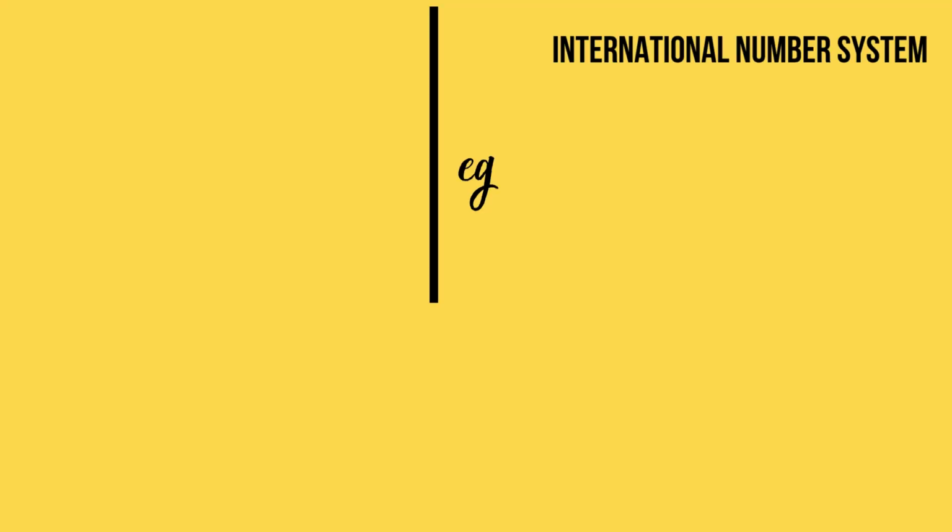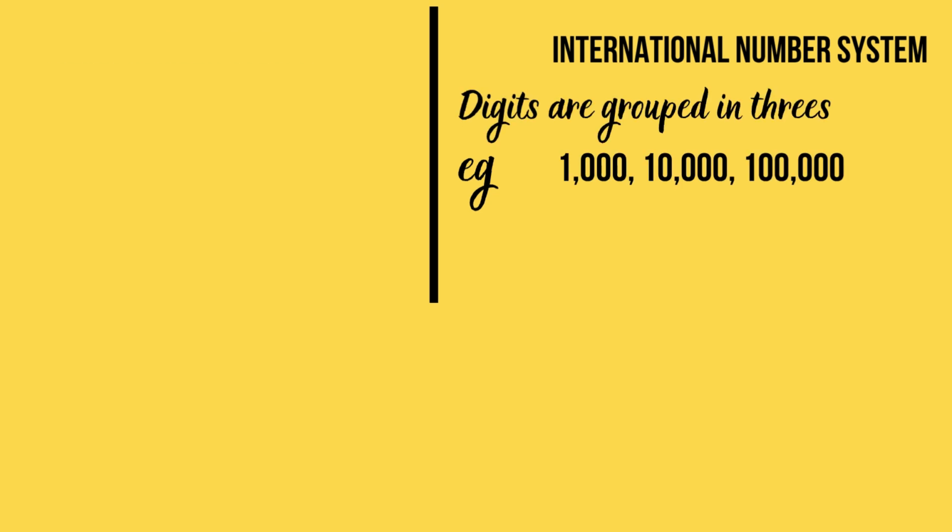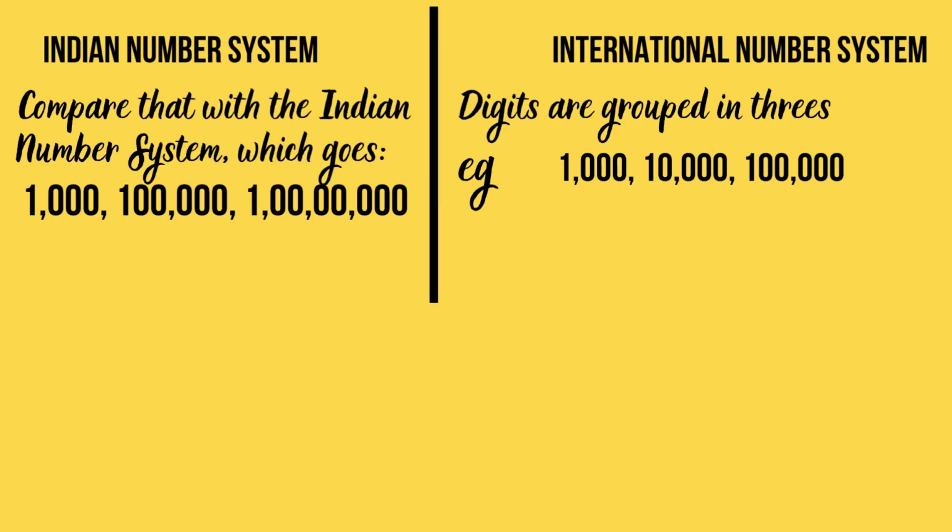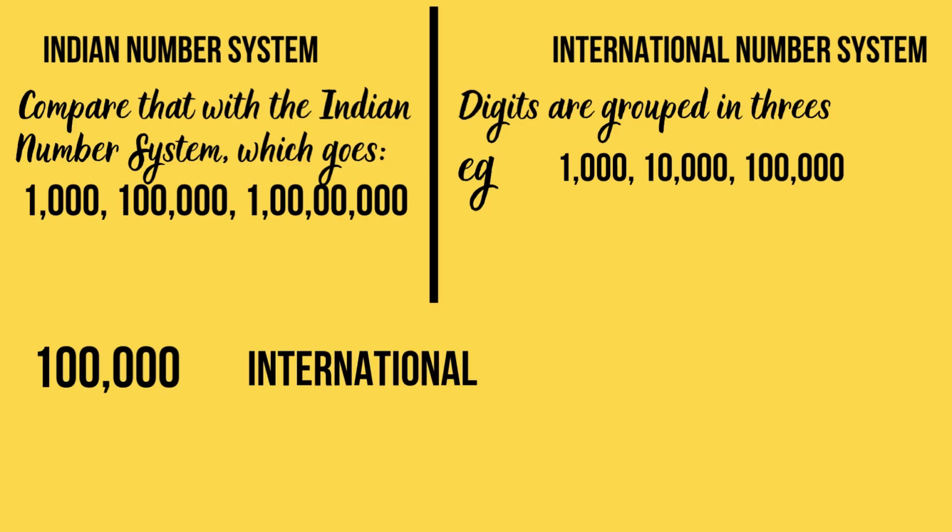Let's start with the basics. The international number system groups numbers in threes starting from the right. So you'll see numbers written like this. Each group of 3 digits is separated by a comma. In contrast, in the Indian number system, numbers are grouped like this. Same digits, totally different grouping, and that can cause confusion.